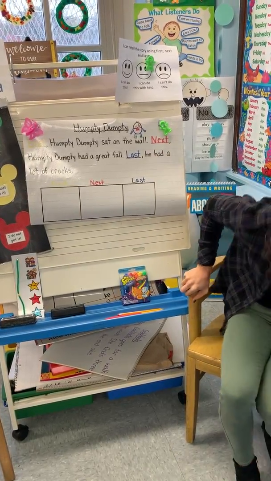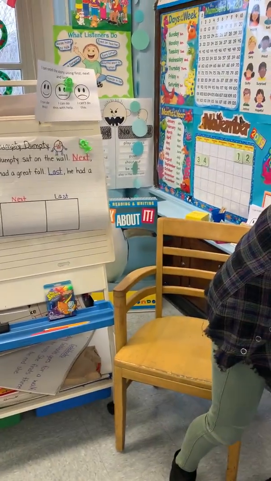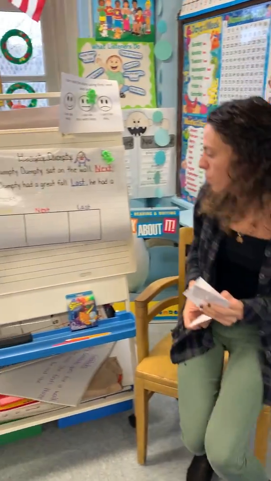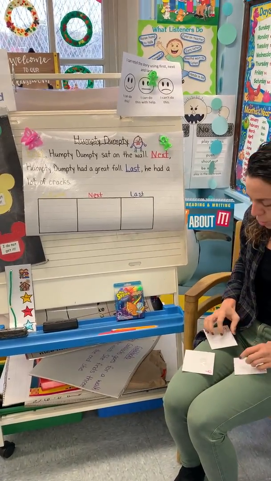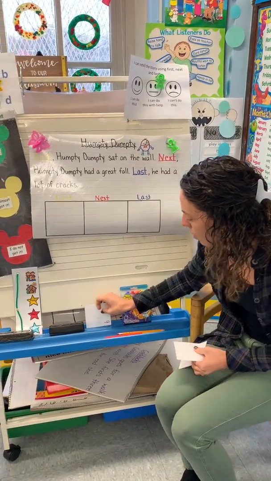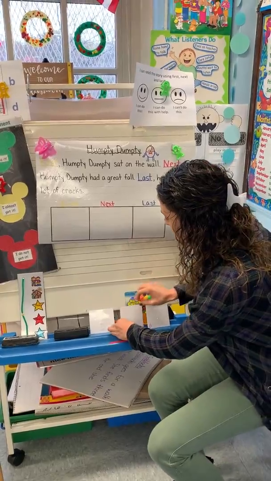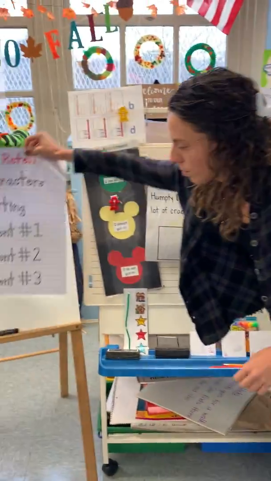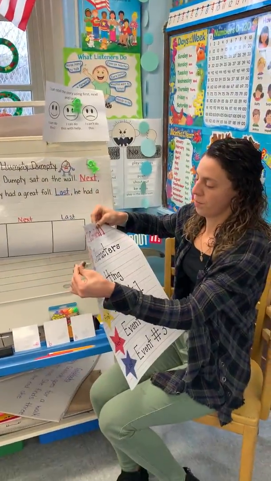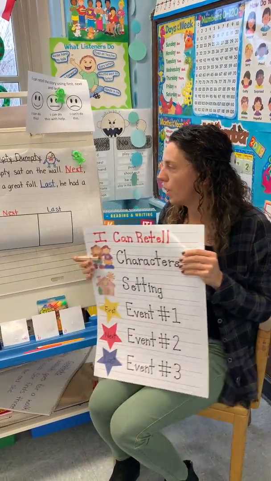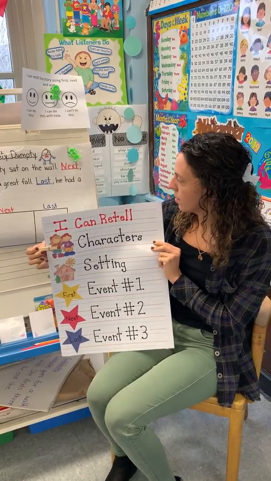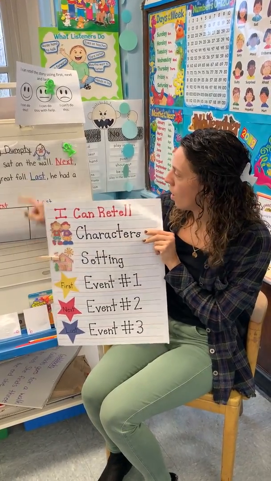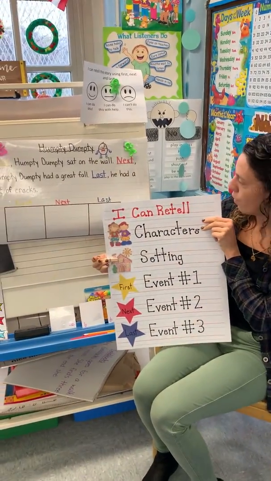So we're going to use pictures to help us put the story in order. And we're also going to use our chart to help us retell the story. So if we look here, the character we know is Humpty Dumpty. The setting is on the wall.